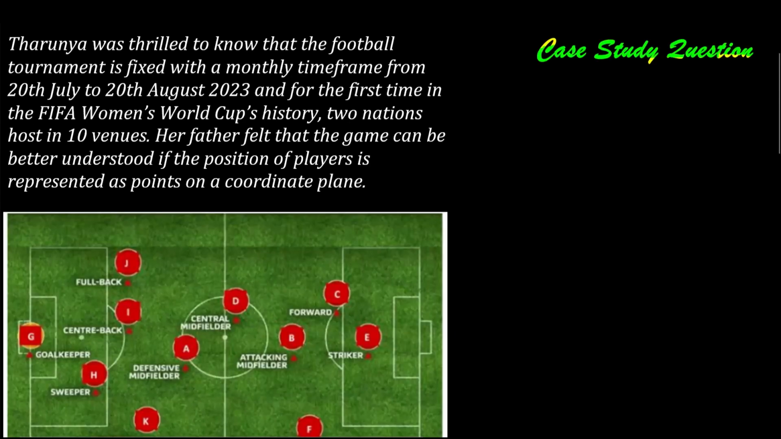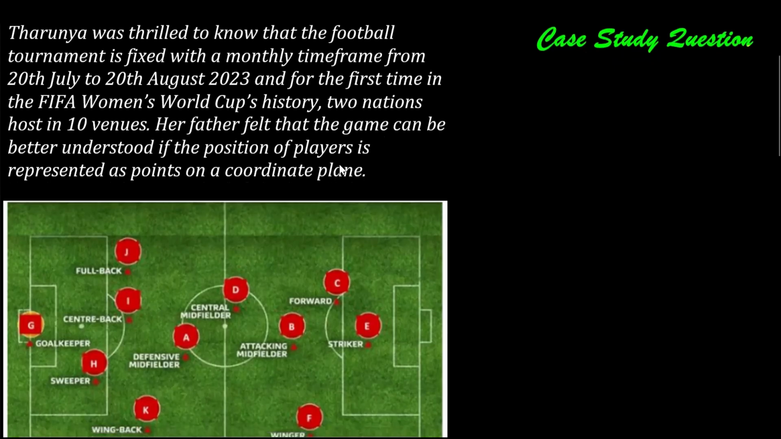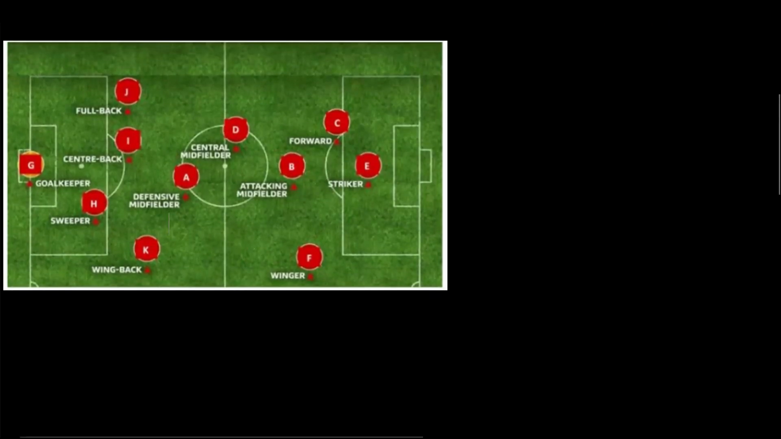In this video, we are going to do one case-based question, and this case study question is based on coordinate geometry. You may pause the video and read the information. You can see over here, the picture is given. These are the different positions of the players given in a coordinate plane. Based on this, there are three questions, four in fact, including one OR part.